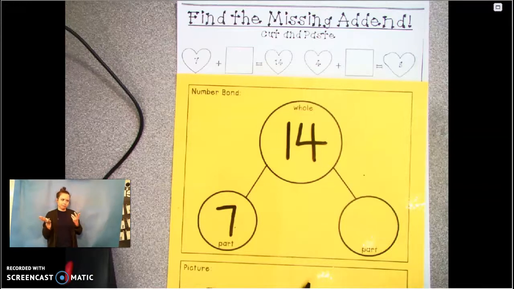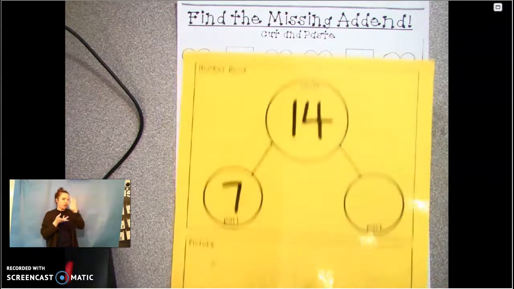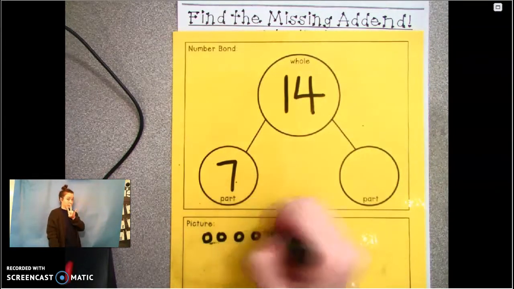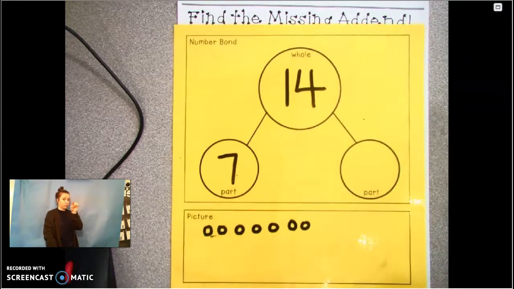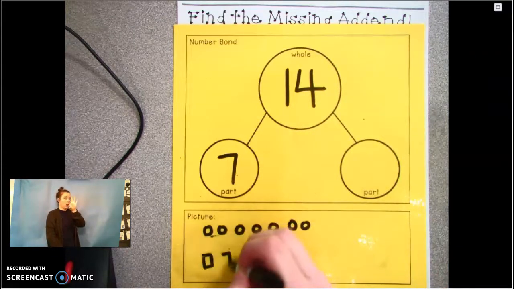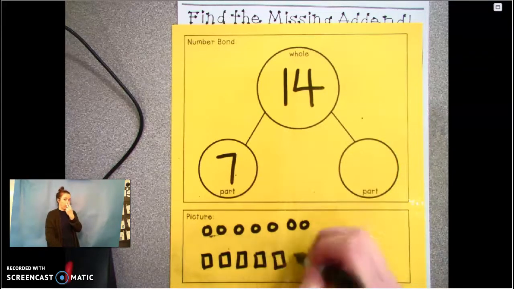Okay, so I'm going to draw a picture. I know I need to have 14, but right now I only have 7. So I'm going to draw the 7 circles that I know I have. And then I'm going to draw squares until I get to 14. So I have 7, 8, 9, 10, 11, 12, 13, 14.